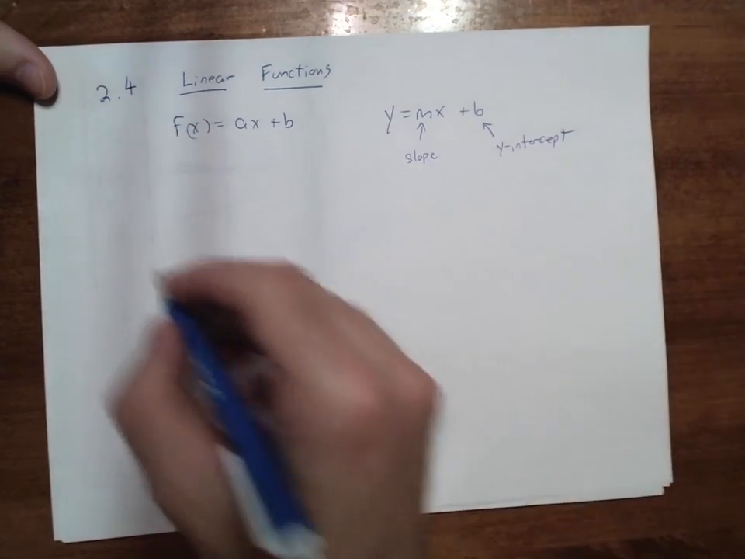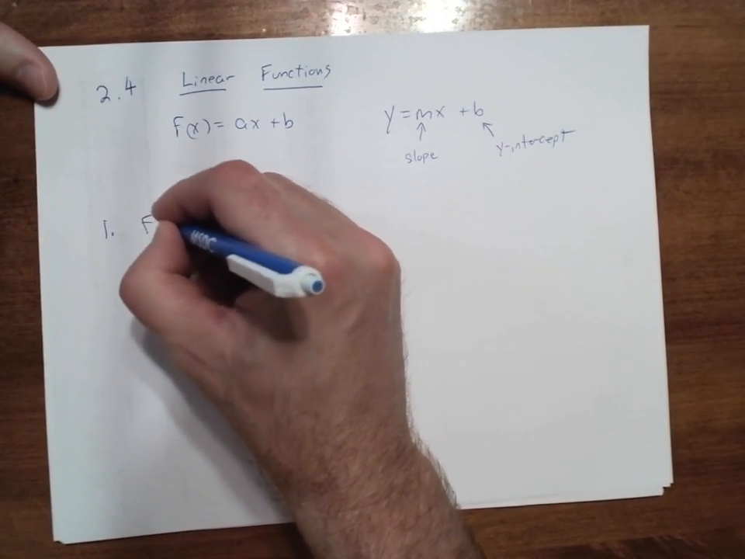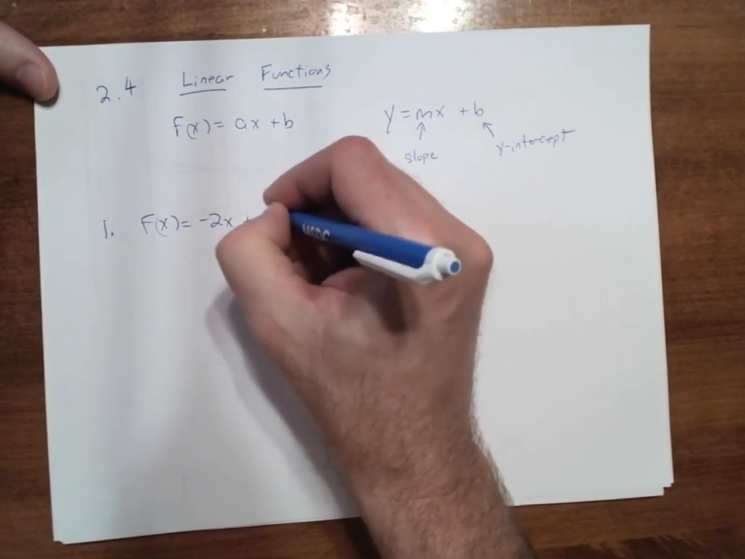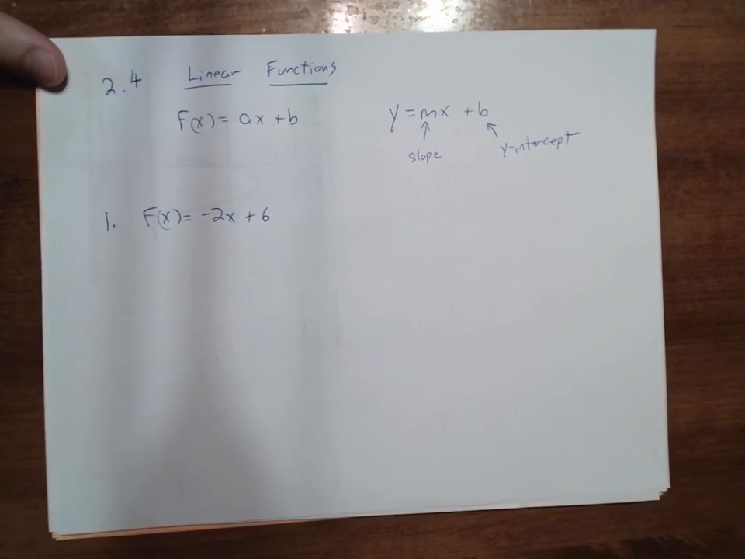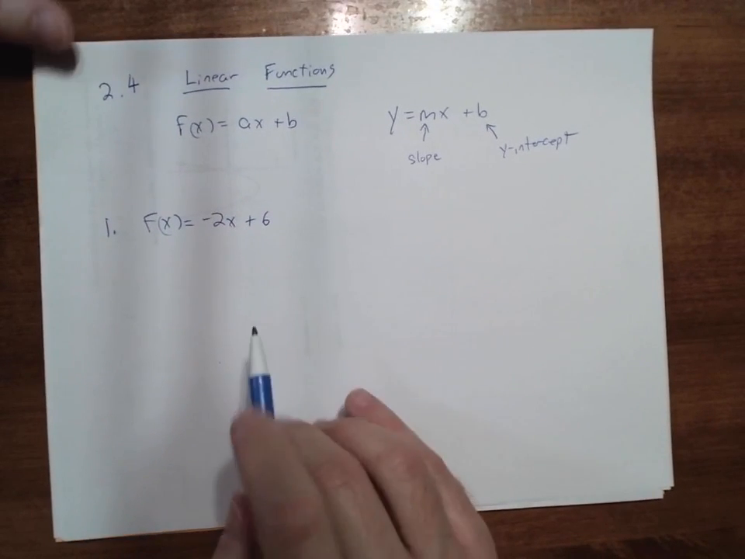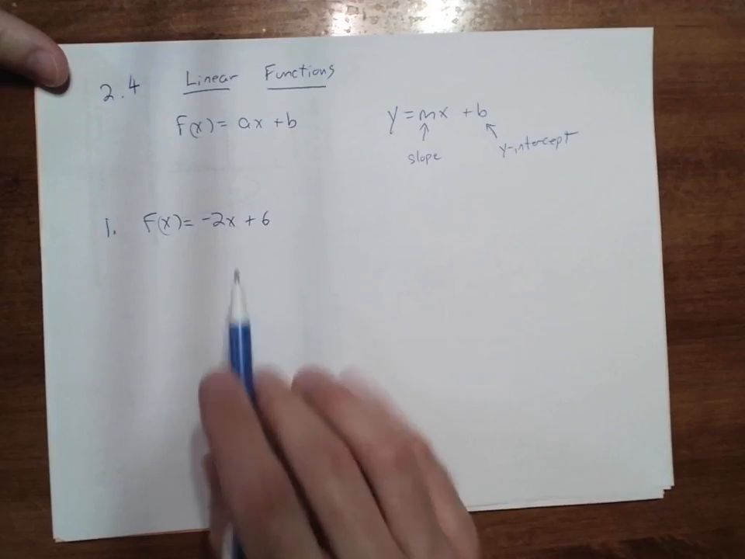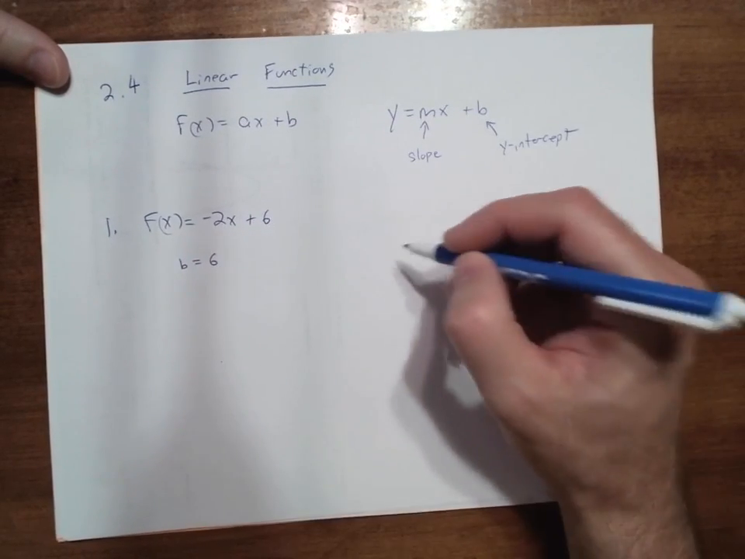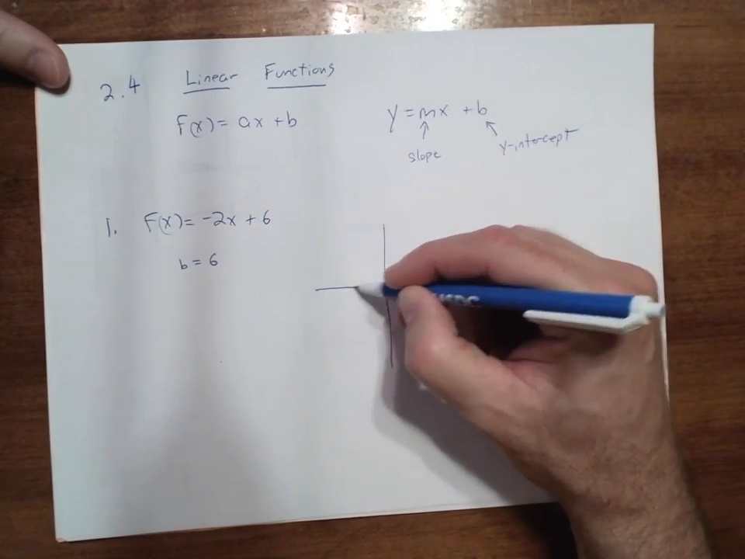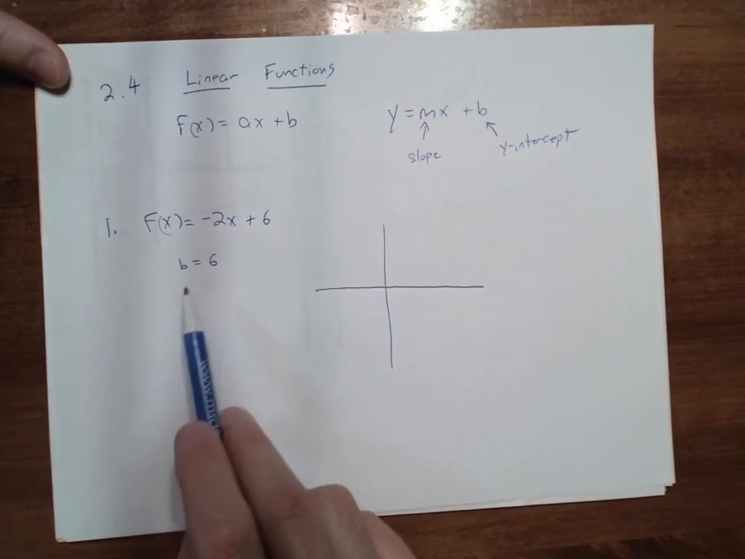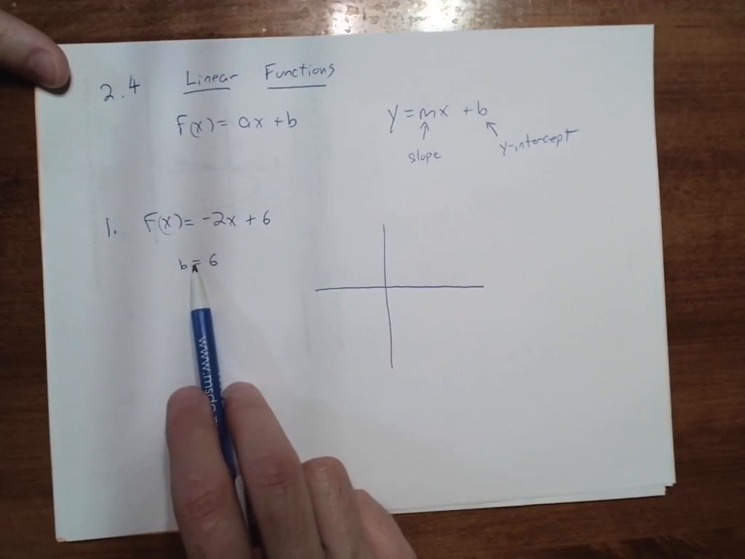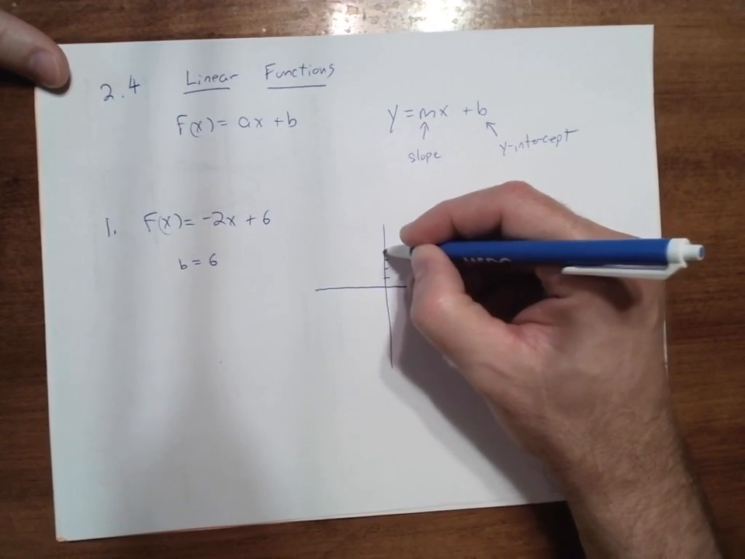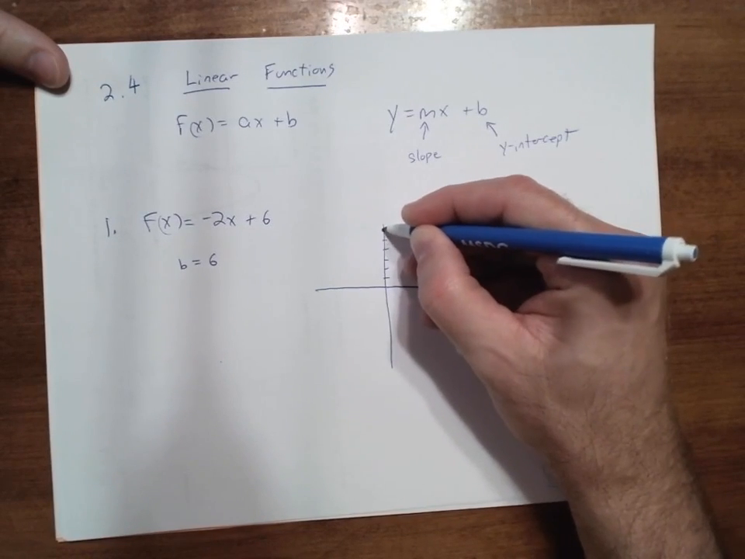And so to start off with the first example, we're going to graph the function f of x equals negative 2x plus 6. The first thing that I would do when I graph it is graph the y-intercept. So the y-intercept in this case is 6. I'm going to sketch out a graph here. Keep in mind that this is where it crosses the y-axis, which is your vertical line. So I'll put a point at 0, 6.